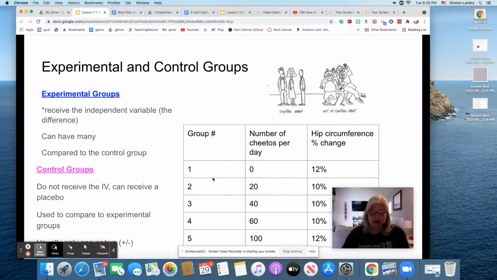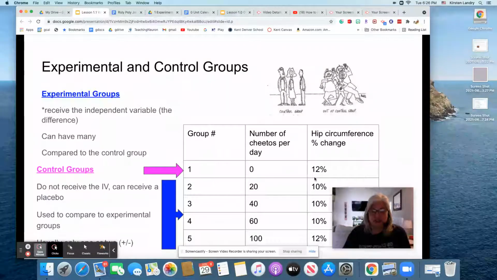If we look at our experiment again, you see we have two different types of groups. The first group, this one right here, is the control group. In this case, it's a negative control because I did not give them Cheetos. And then the rest of the groups here, 2 through 5, that all got different amounts of Cheetos, are my experimental groups. What I would do in the end is compare the hip circumference change to my negative control to see if there was a result.